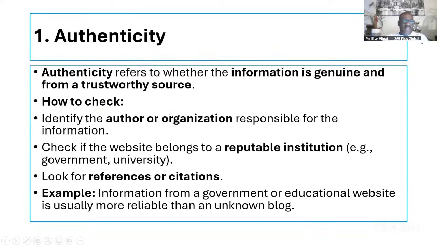Just a reminder. Okay. So authenticity refers to whether the information is genuine. And by that we mean, is it from a trusted source? All right. Is it from a trusted source? So how do we actually check the information? There are a couple of things we need to do. We need to identify who is the author or which organization is responsible for the information.